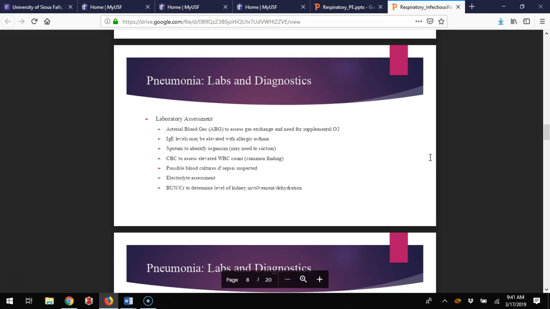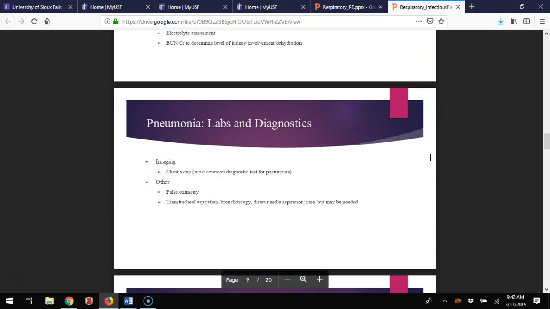We can look at possible blood cultures to see if this is spreading into the bloodstream and to see if they're septic. We can look at electrolytes for imbalances related to fluid shifts. And then we can look at BUN and creatinine if there's significant dehydration and it's affecting the kidneys.